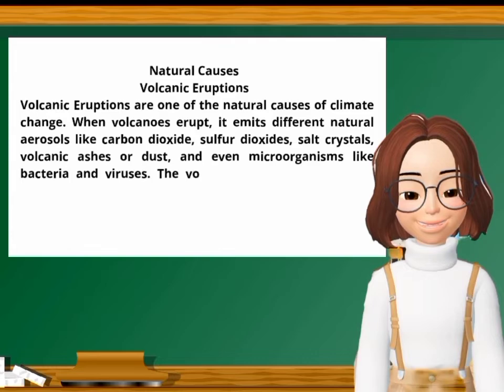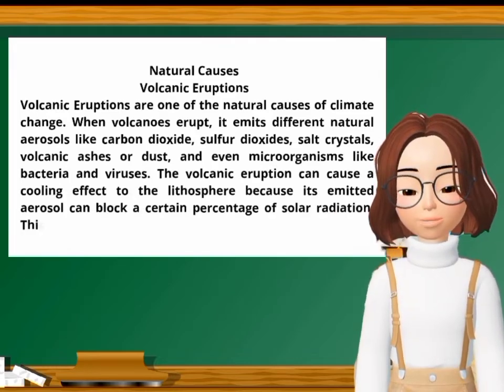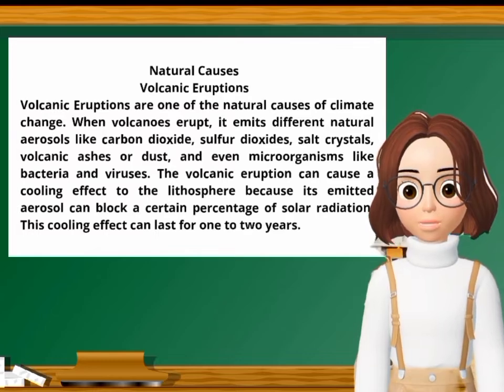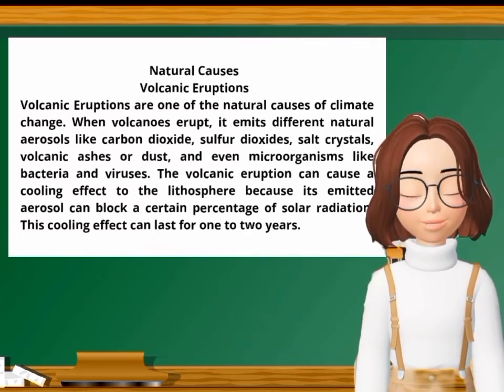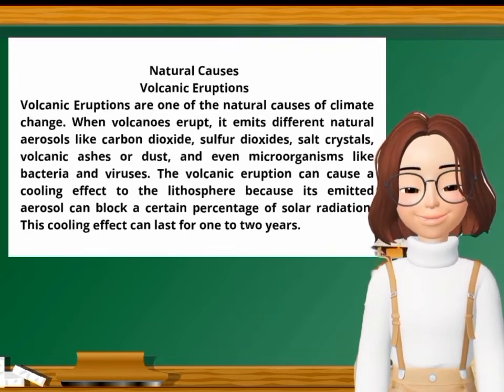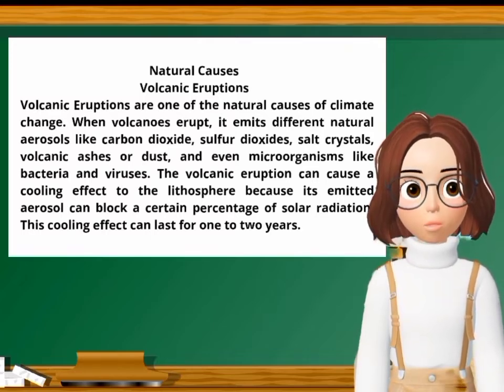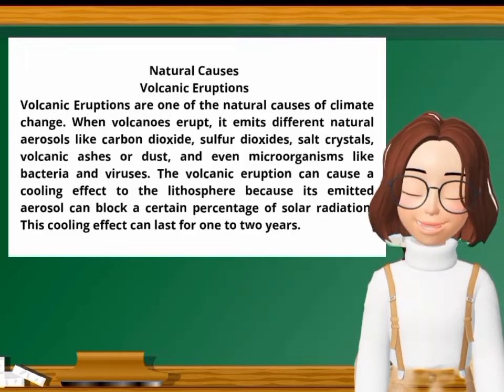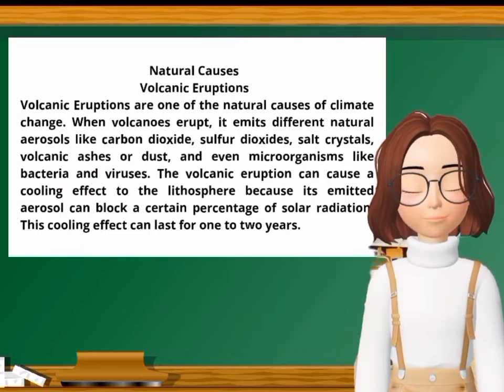When volcanoes erupt, they emit different natural aerosols like carbon dioxide, sulfur dioxide, salt crystals, volcanic ashes or dust, and even microorganisms like bacteria and viruses. The volcanic eruption can cause a cooling effect to the lithosphere because its emitted aerosol can block a certain percentage of solar radiation. This cooling effect can last for 1 to 2 years.